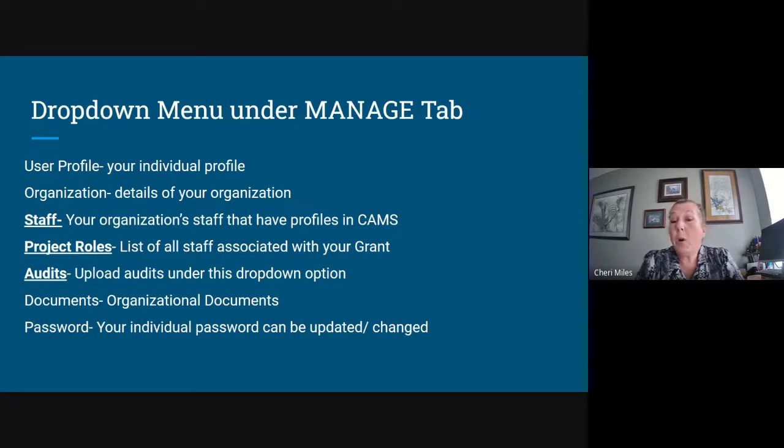The other two tabs on there are documents and password. Documents on this page are your organizational documents. They are not the documents you're submitting for reports due to your CD specialist or to the project. An example of a document in this category would be your 501c3 paperwork. Your MOU with another organization.